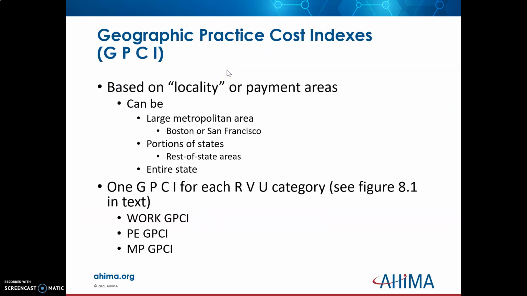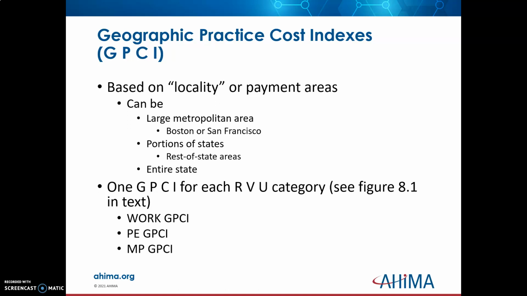The GPCI, the Geographic Practice Cost Indexes, are based on locality or payment areas. Usually they'll lump large metropolitan areas in one locality, and then the more rural parts of the state in a different locality. Sometimes it can just be the entire state if the cost of providing care is the same in that state, regardless of location.